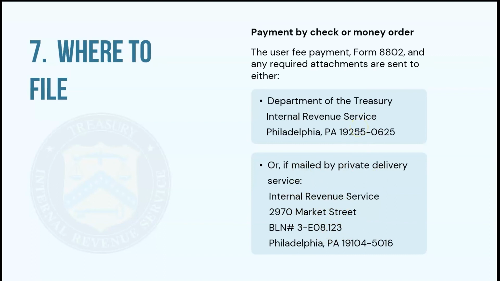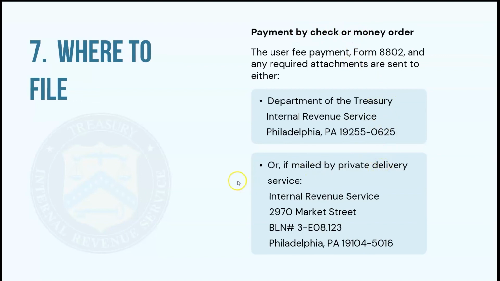I'm recording this video in 2022. So if you're watching this in the future, make sure that the addresses are still current, and all you have to do is go to Google Form 8802 instructions, and the latest form instructions are going to tell you what the new addresses are. As I'm recording this video, these are the correct addresses to use if you're sending this by check or money order.